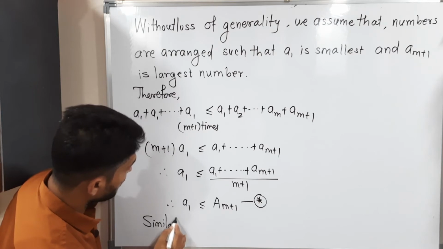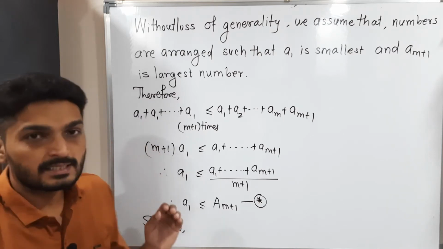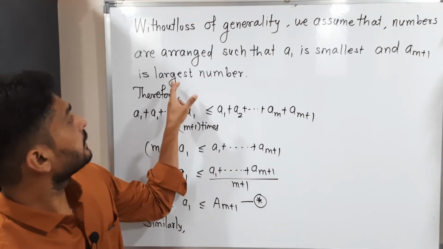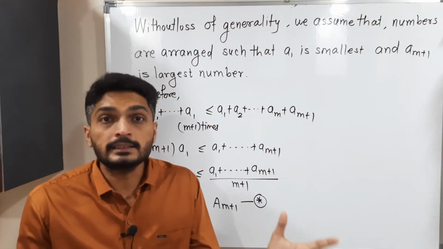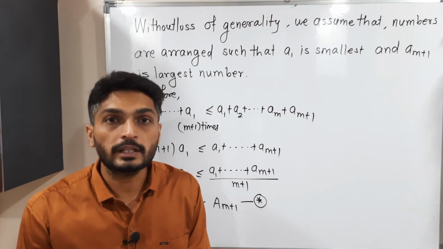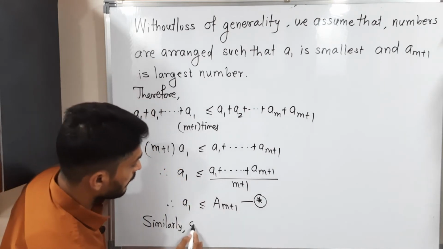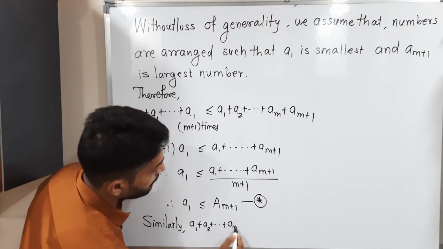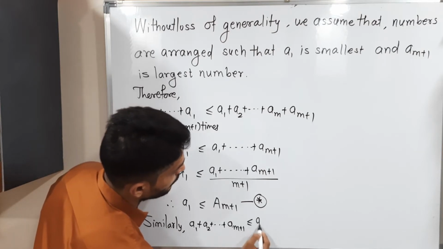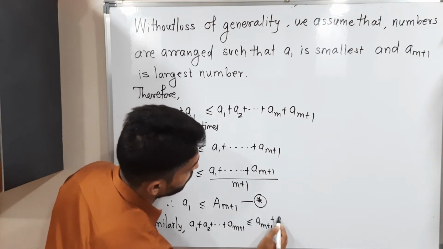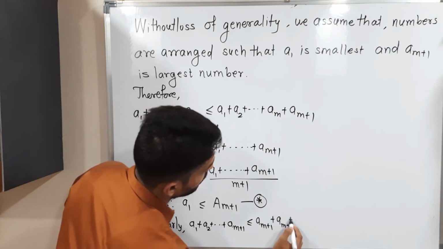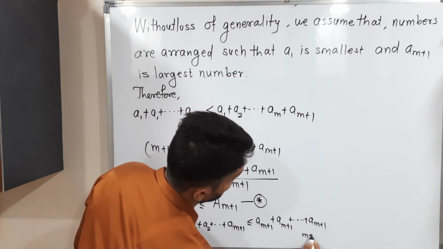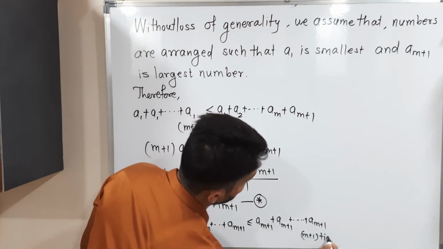Similarly, what can we write? Similarly, a1 is the smallest number and am plus 1 is the largest number. So for am plus 1, I can write in this way: a1 plus a2 plus and so on, am plus 1 is less than or equal to am plus 1 plus am plus 1 plus and so on, am plus 1. How many number of times? M plus 1 number of times. Getting?